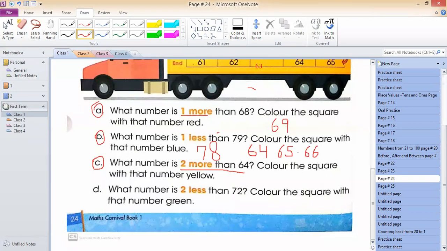Right? So you have to find out the number which is 2 more than 64. For that, you will check what number comes after 65 and then 66. So you will count 2 after 64. In order to find out 2 more than 64, you will count 2 after 64. After 64, this is 65 and this is 66. So the number which is 2 more than 64 is 66.